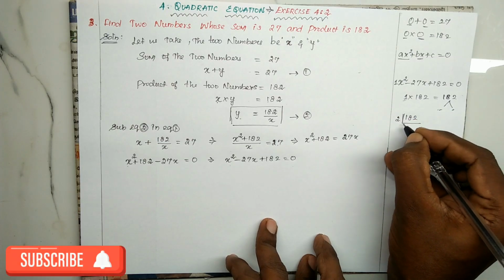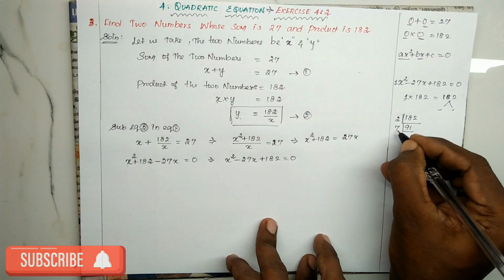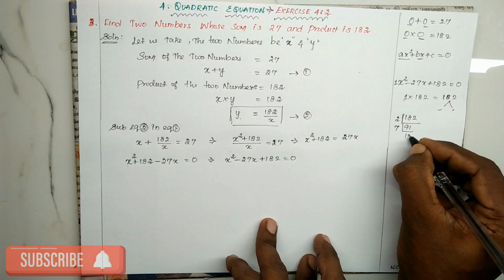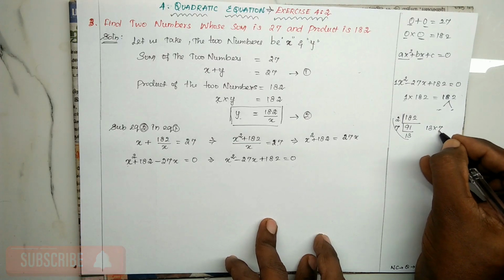Now I am taking 2, so 2 9s are 18, 1. 91 is in the table of 7, so I am taking the 7 table. 1 7 is 7, 3 7s are 21. So the factors are 13 into 7 into 2.